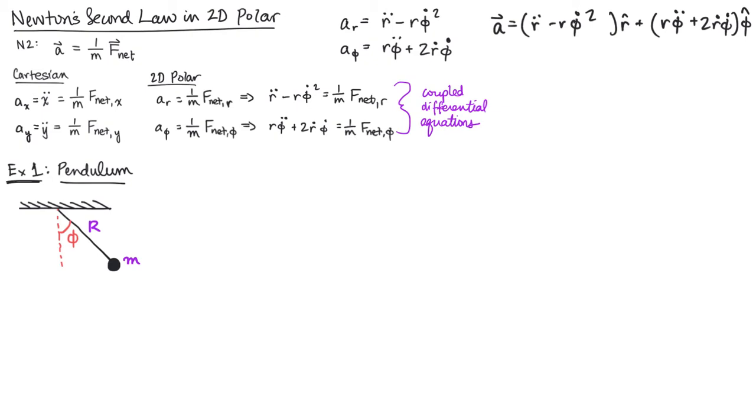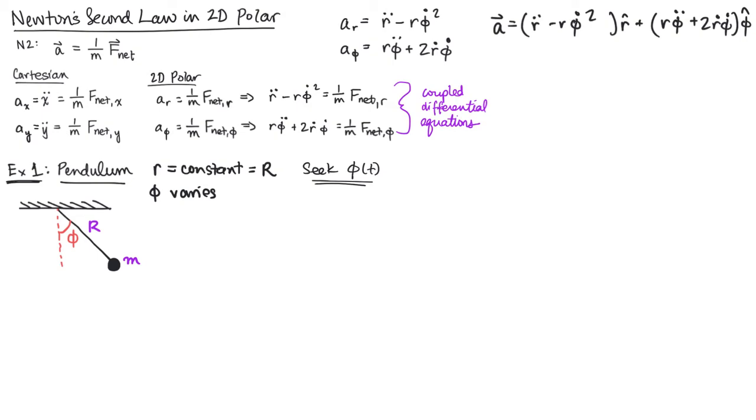So this example is characterized by a constant distance from the origin, meaning the length of the string is constant. In this case, it's capital R, but phi varies. And what are we trying to find? We seek a solution for phi as a function of time. Okay, that's what we are trying to solve.